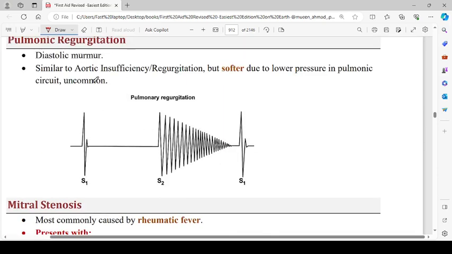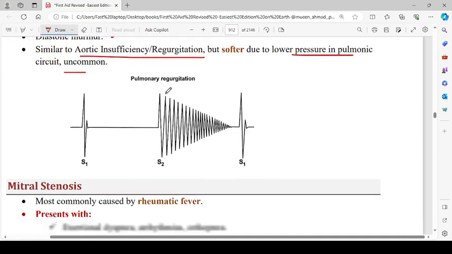Before going to mitral stenosis, I would like to finish pulmonic regurgitation. The murmur is similar to that of aortic regurgitation. It is a diastolic murmur, similar to aortic insufficiency or regurgitation, but softer due to low pressure in the pulmonic circuit, and that is uncommon as well.